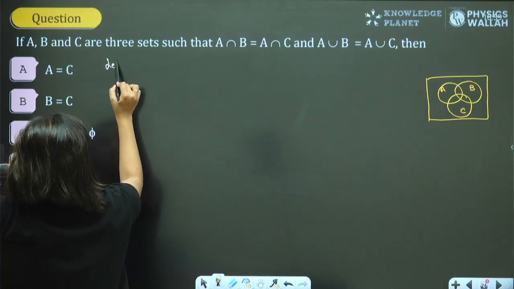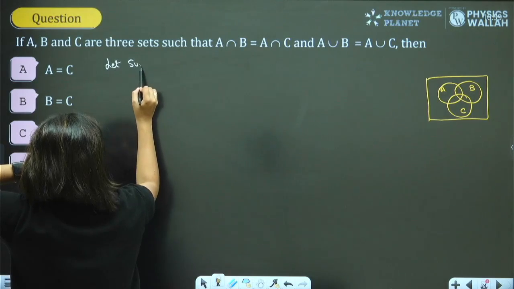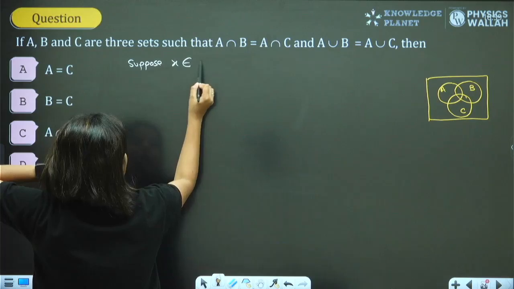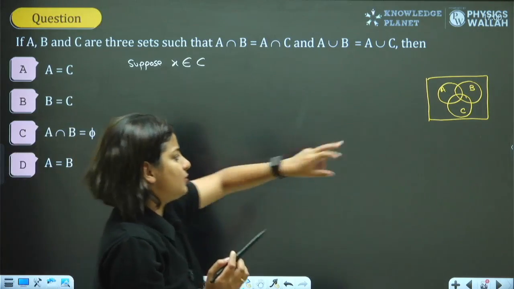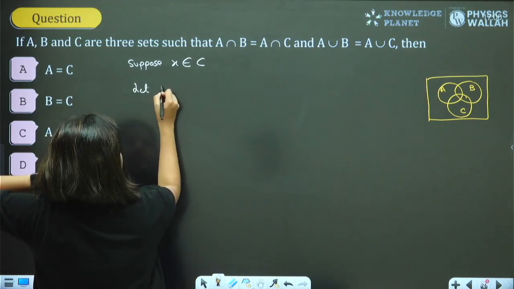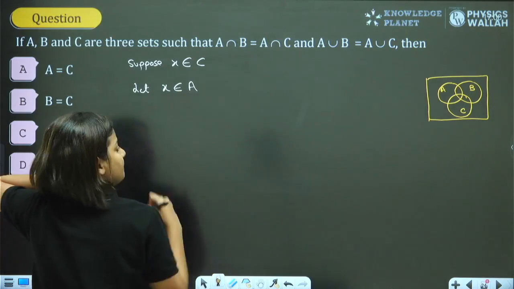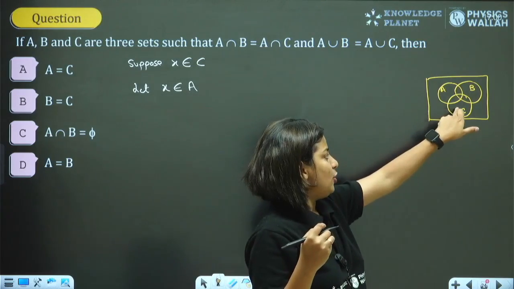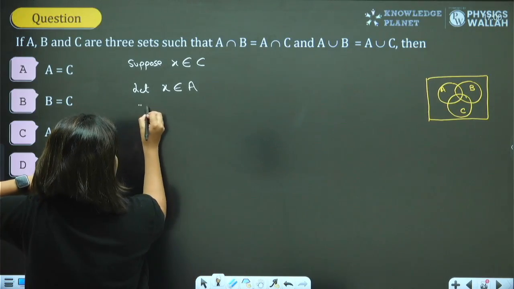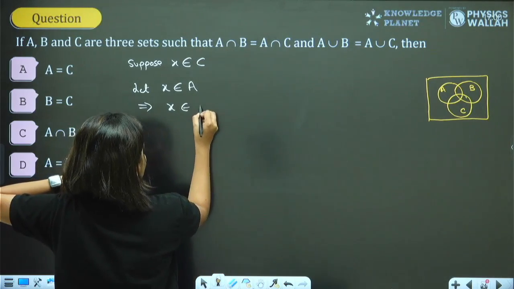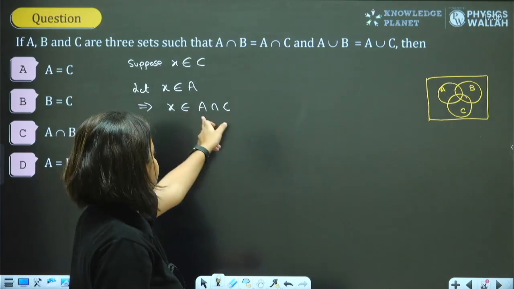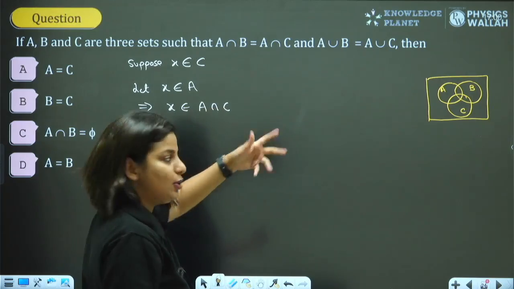Let us first assume a case. Suppose X belongs to C. There is an element X which belongs to this C, right? Now let that X also belong to A. So assume that the element belongs to C, and now in the C circle assume that it also belongs to A. So can I say that X belongs to the intersection A and C, right? If it belongs to C as well as A, it belongs to the intersection.